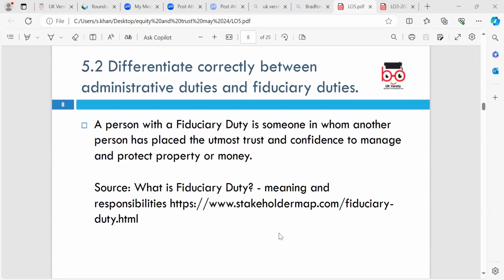So 5.2: differentiate correctly between fiduciary administrative duties and fiduciary duties.